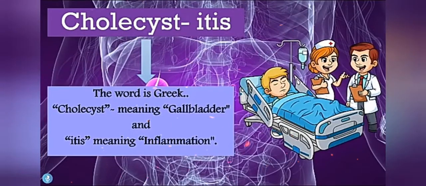Before we get into the specifics of the disease, let's take a closer look at what cholecystitis actually means. The word cholecystitis is a Greek word, and the first part of it, cholecyst, means gallbladder, and itis means inflammation. So if we bring those two parts together, we get cholecystitis, which means the inflammation of the gallbladder. And what is the gallbladder, you may ask? Let's take a closer look at what the gallbladder is all about.